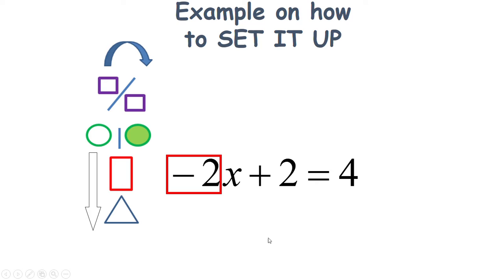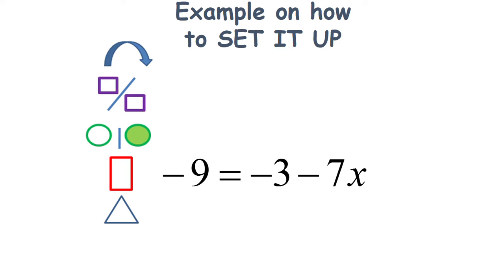And then the triangle is if there's another term on the same side that x is on. So we have plus 2 on the same side x is on because x is on the left-hand side of the equal sign. So the triangle goes around the plus 2. All right, here's another example.